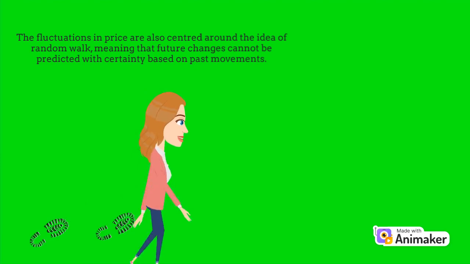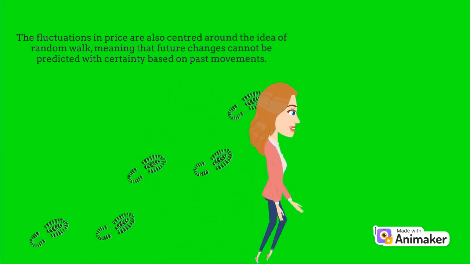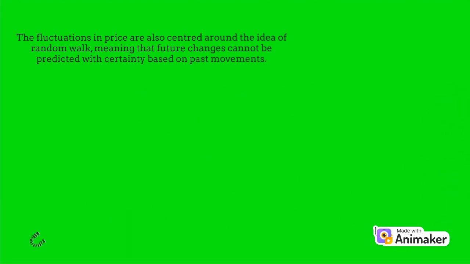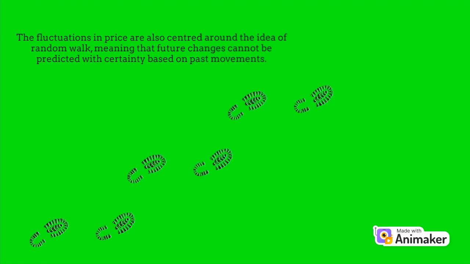In the previous video we looked at how fluctuations in price link to Brownian motion. But now we will look at how they are also centered around the idea of random walk. This means that future changes cannot be predicted with certainty based on past movements.